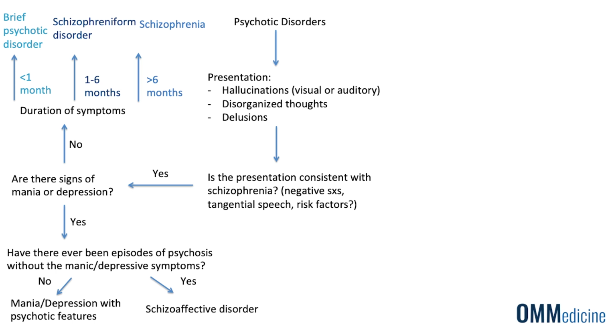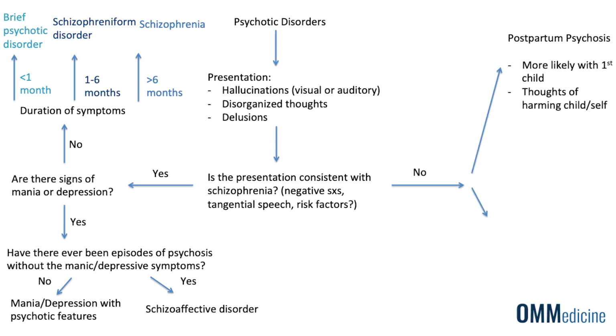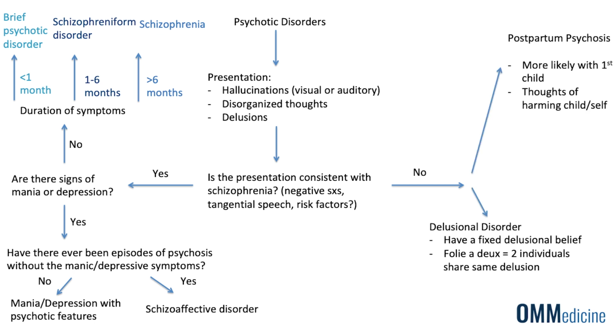Now, if we have a patient who has a psychotic disorder and they are not having a schizophrenia-like illness, then we are really dealing with one of two conditions, and those are going to be postpartum psychosis or delusional disorder. And so if you are dealing with a mom who just had a baby, more likely with their first child, and they're having thoughts of harming themselves or the baby, then you're dealing with postpartum psychosis.